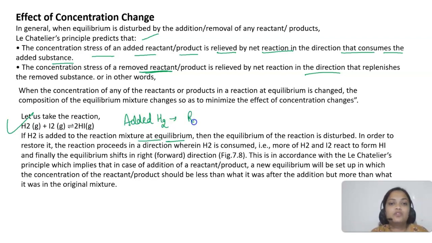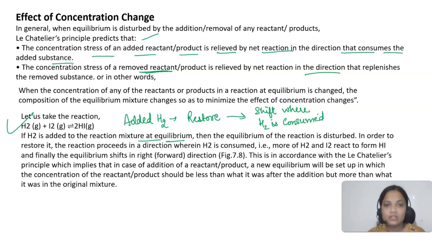I have added hydrogen, so the system wants to restore equilibrium. Now how will the system restore it? It will shift in a direction where hydrogen is consumed, right? Because it has to oppose the change. It wants to oppose the change, so it will shift in such a direction where hydrogen is consumed.